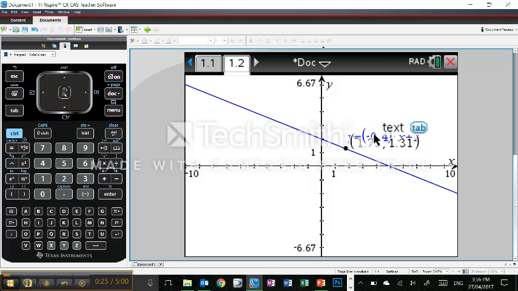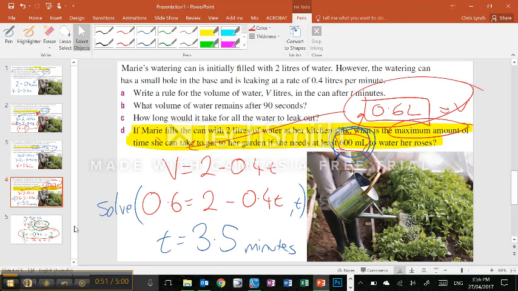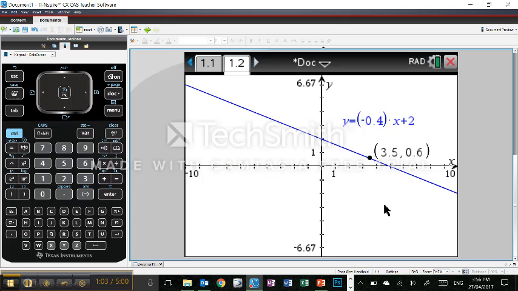Now we want this point to say 0.6 on the y-axis, because we wanted 600 mils left in here, and see how long it's gone. So x-coordinate, y-coordinate, let's change the y-coordinate to 0.6, and we notice that the x-coordinate, or the time, is 3.5. Now that looks familiar to a question that we answered here. When there's 600 mils, or 0.6 litres, left in the can, it's taken 3.5 minutes, which is what it says here as well.